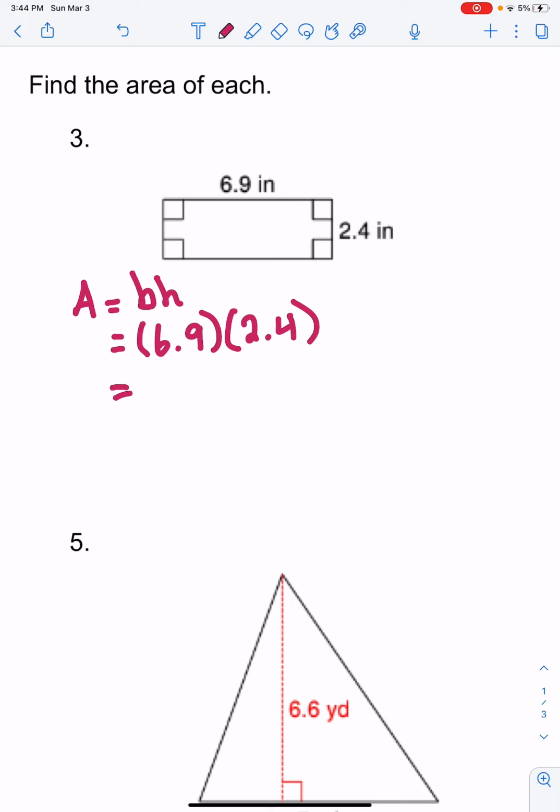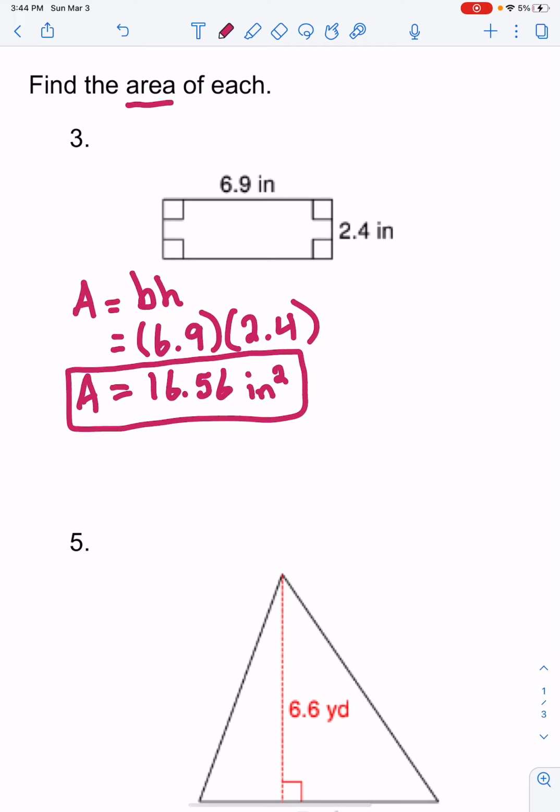And you're going to get 16.56. Don't forget to label your answer inches. And because we found the area, that's a two-dimensional space, so we need to say inches squared. So the area of the rectangle, 16.56 inches squared.